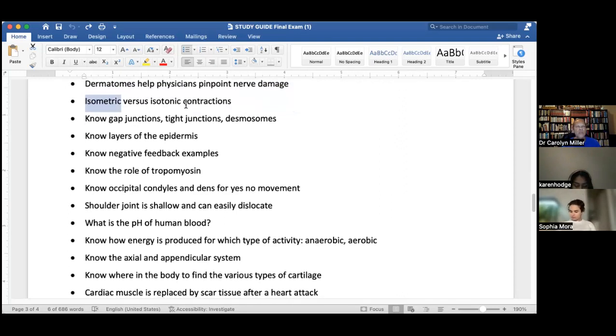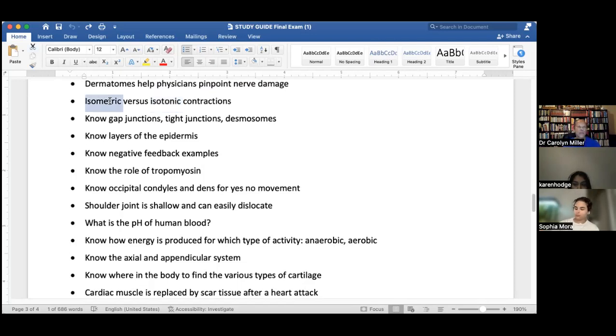Isometric versus isotonic. In an isotonic contraction, the tone of the muscle changes. The example we use is picking up a book. That is concentric contraction. The muscle fibers shorten. And then we talk about laying that book down. That is eccentric, elongating, long. Eccentric contractions, putting that book down, still isotonic contraction, but it's eccentric. If I'm laying the book down, the muscle fibers are lengthening.